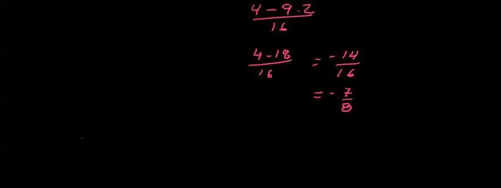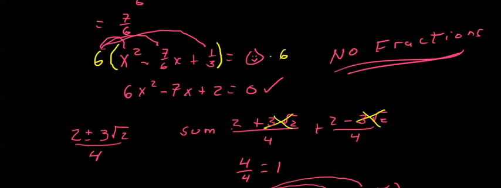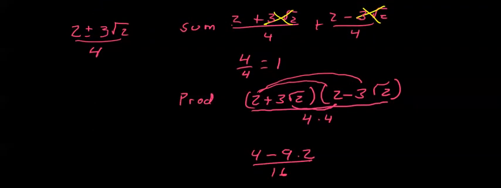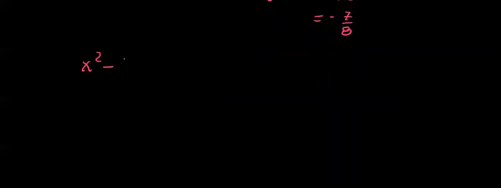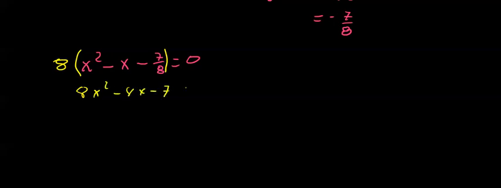Always reduce. All right, our equation: x squared minus the sum, and our sum, remember, was 1. So minus 1x, or x, plus the product, negative 7/8, minus 7/8, equals 0. Multiply by the least common denominator, in this case it's 8, and we have 8x squared minus 8x minus 7 equals 0, and we're done.